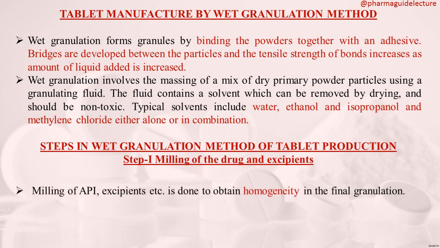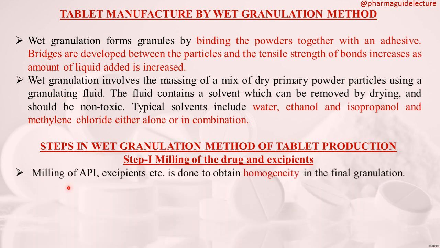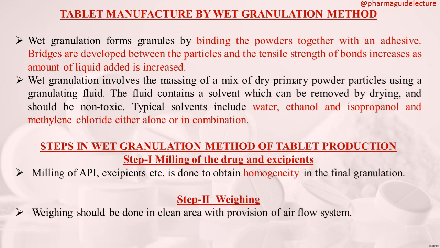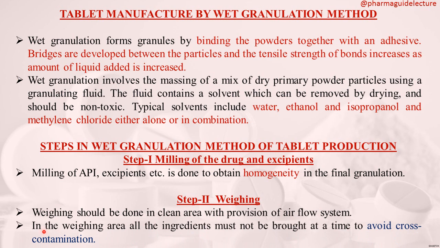First is the milling of the drugs and excipients. Why is it important? Milling of the API and excipients is important to obtain homogeneity in the final granulation, so that there is proper mixing and no segregation of the drugs and excipients occurs. The next step is weighing. Weighing should be done in a clean area with the provision of an airflow system. In the weighing area, all the ingredients must not be brought together at the same time, to avoid cross contamination.